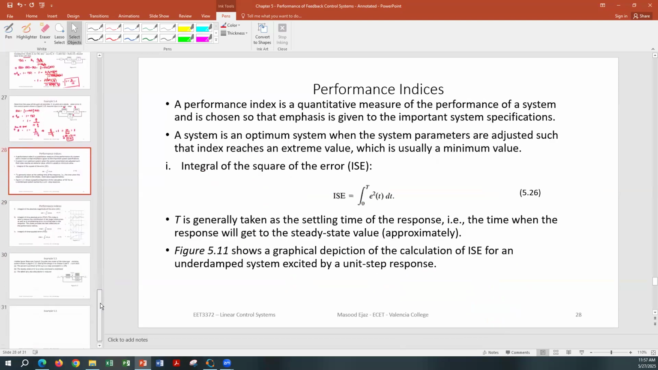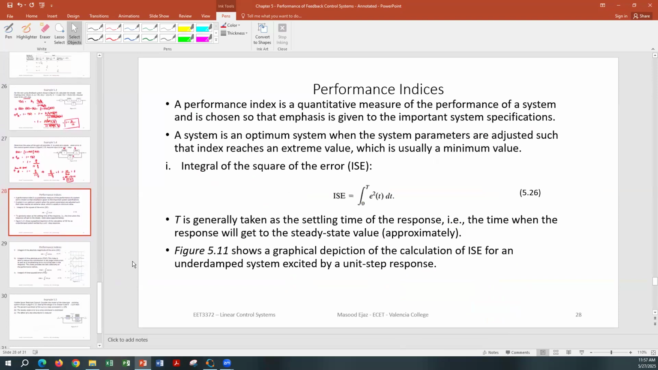All right, some of the performance indices that we have. Performance index is a quantitative measure of the performance of a system, and it's chosen so that emphasis is given to the important system specifications. A system is an optimum system when the system parameters are adjusted such that the index reaches an extreme value, usually the minimum value. One of the performance parameters is the integral of the square of the errors, ISE, from 0 to T, where T is usually the settling time. From 0 to settling time, the square of the error in the time domain over dt.